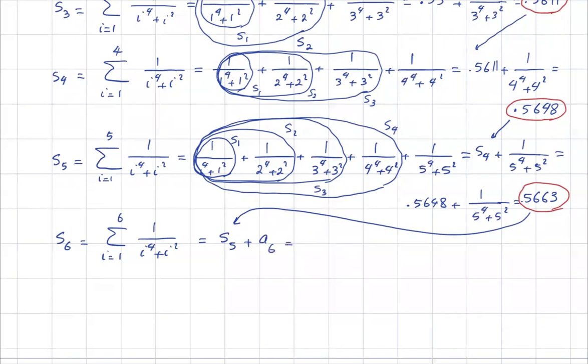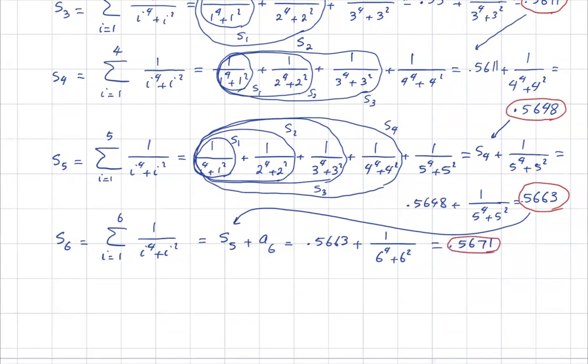So you have 0.5663 plus 1 divided by 6 to the 4th plus 6 squared. Now, if you use your calculator, S of 6 is going to be 0.5671.